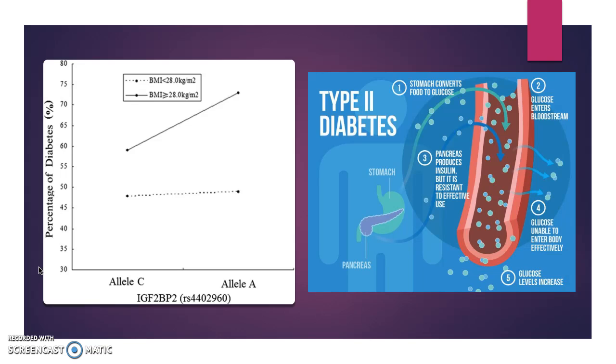RS4402960 and RS13266634. RS4402960 is a SNP in the gene IGF2BP2, which encodes for a protein that regulates human growth and glucose metabolism. If glucose metabolism is working incorrectly, this will lead to improperly increased levels of glucose, which can cause diabetes.